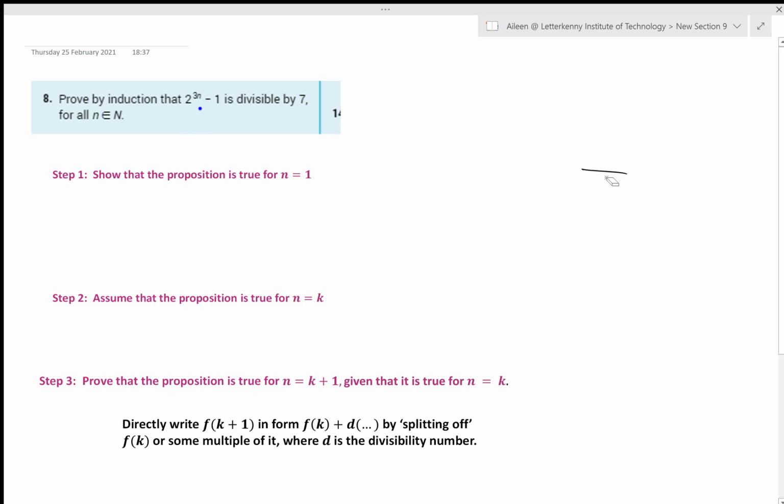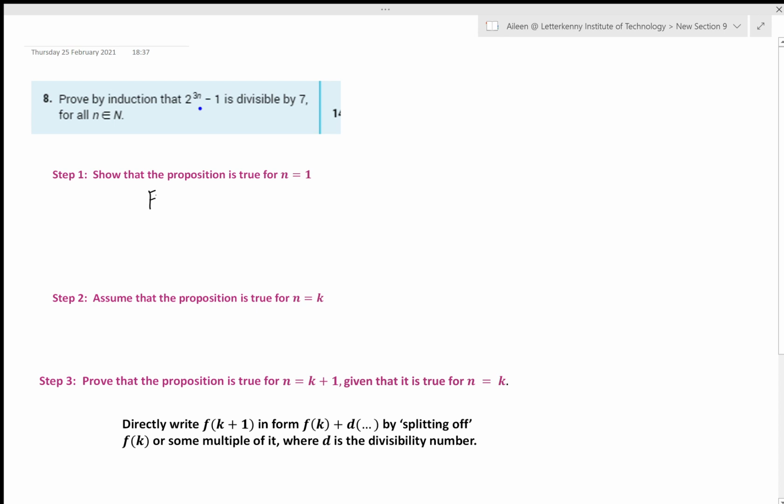Guys, so today we're looking at exercise 11.3. This is question 8 on proofs involving divisibility. Prove by induction that 2 to the power of 3n minus 1 is divisible by 7. So in this case, we want to prove that our statement is divisible by 7 for all cases of n.